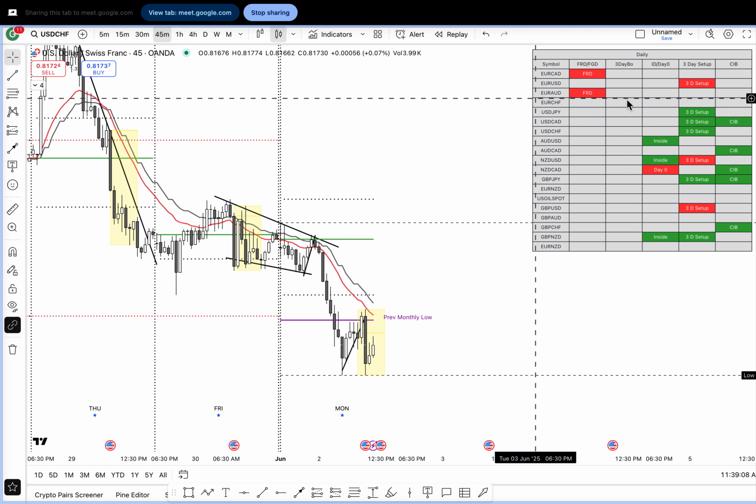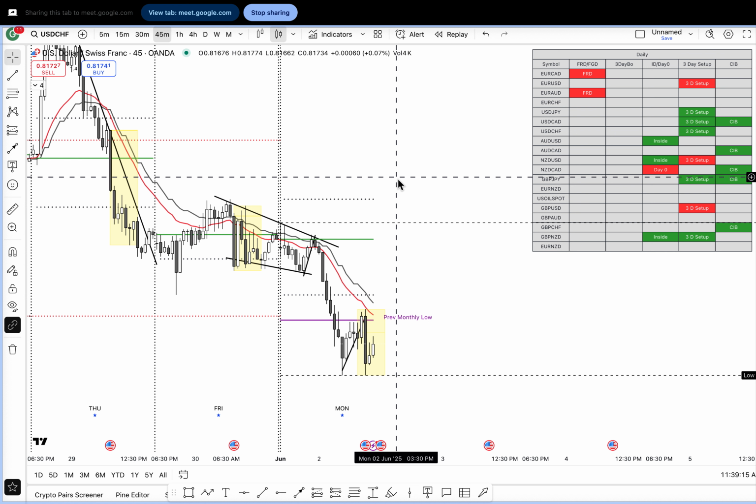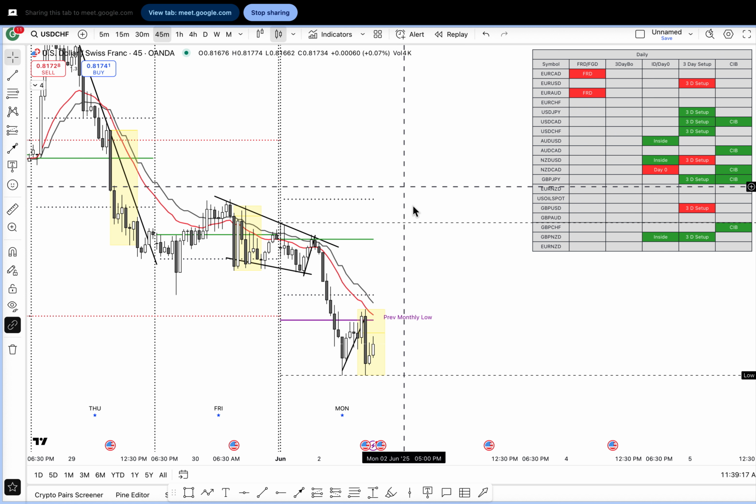I just want to show you the power of the screener and what you should look out for when it gives you a 3-day setup. 2 things are involved. Follow your rules. May the markets go with you.